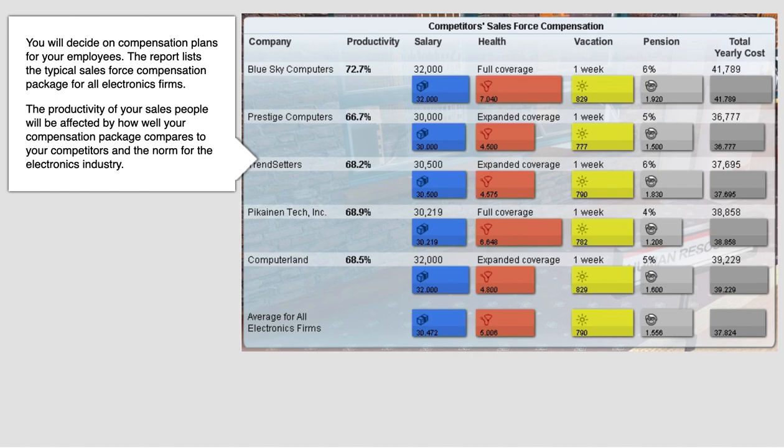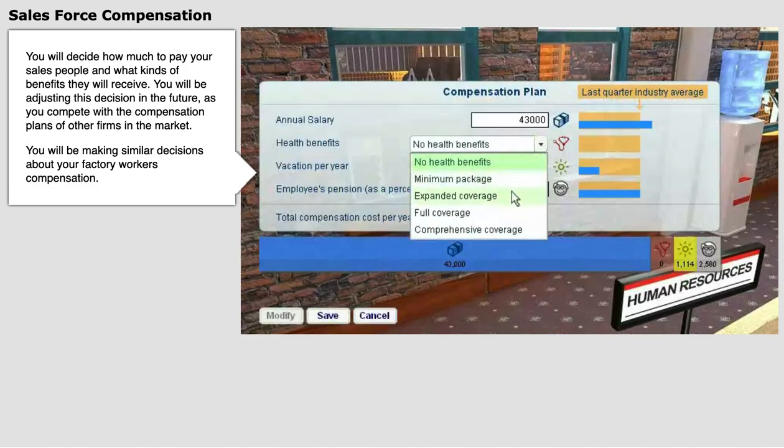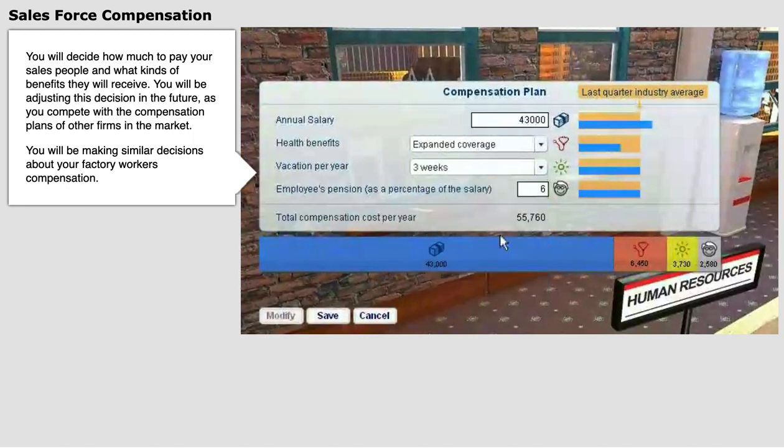You will decide on compensation plans for your employees. The report lists the typical Salesforce compensation package for all electronics firms. The productivity of your salespeople will be affected by how well your compensation package compares to your competition and the norm for the electronics industry. You will decide how much to pay your salespeople and what kinds of benefits they will receive. You will be adjusting this decision in the future as you compete with the compensation plans of other firms in the market. You will be making similar decisions about your factory workers' compensation.